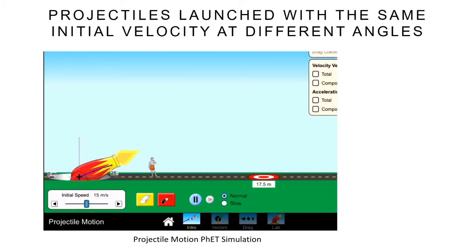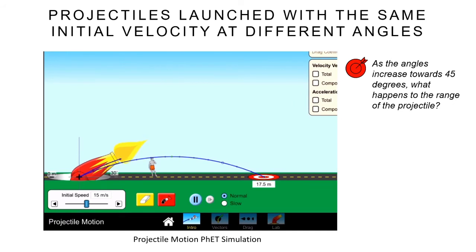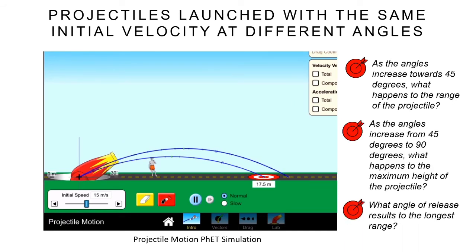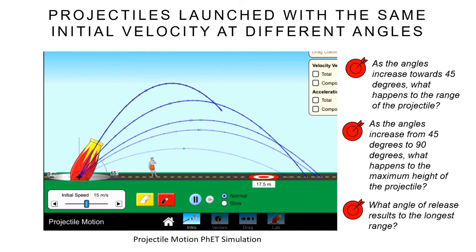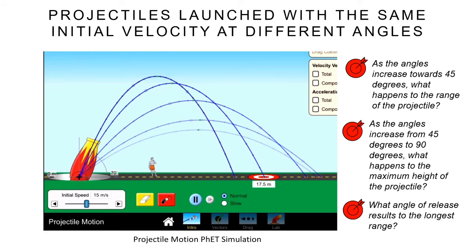Let us now investigate the relationship between the angle of release and the height and the range of the projectile. Let's observe this simulation of a projectile launched at different angles, given the same initial velocity. For comparison, the projectile was launched with the same initial velocity of 15 meters per second, forward at the following angles: 25 degrees, 30 degrees, 40 degrees, 45 degrees, 55 degrees, 65 degrees, and 70 degrees.